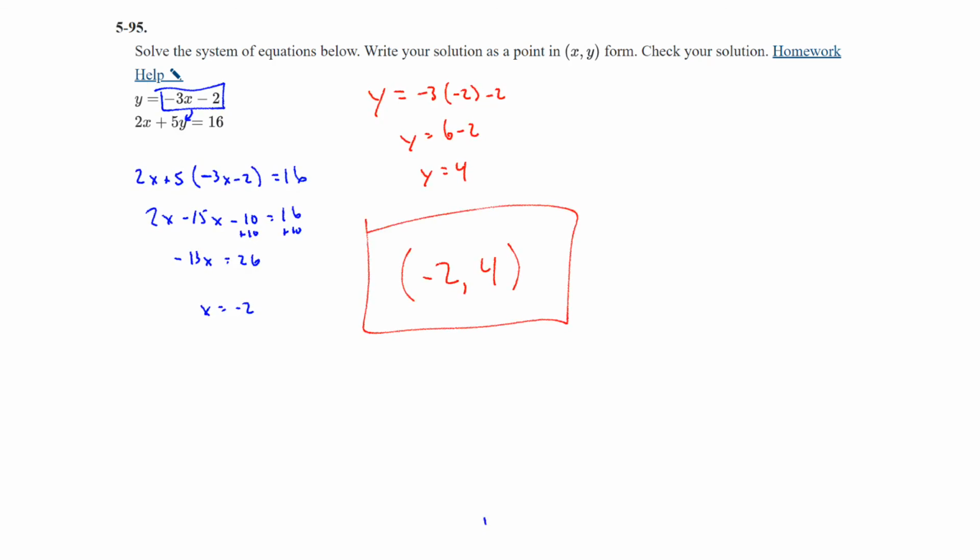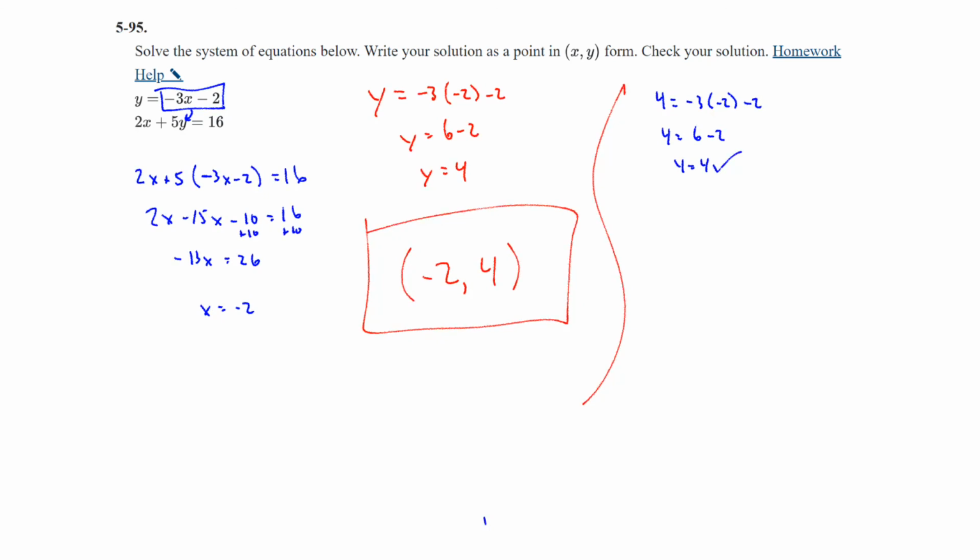That means that's where the two lines intersect. That's the point that they share in common. To check our solution, we're just going to plug them back into both equations, and we really just did for the first one, but I'll do it again. 4 is equal to negative 3 times negative 2 minus 2. So 4 is equal to 6 minus 2, or 4 is equal to 4.